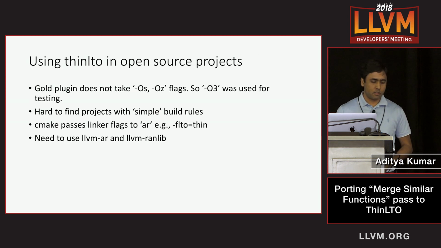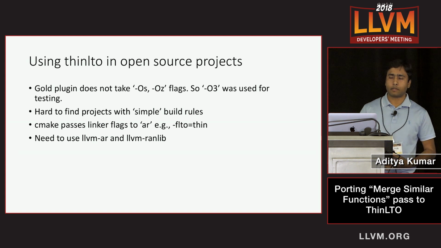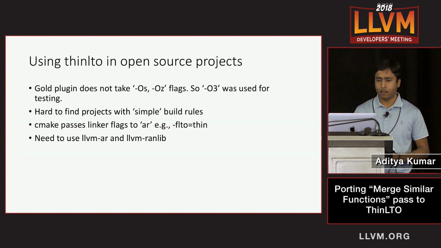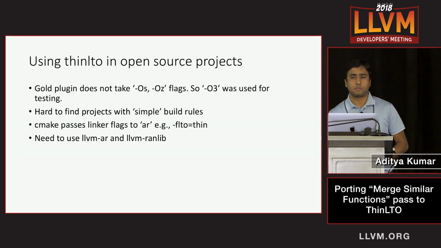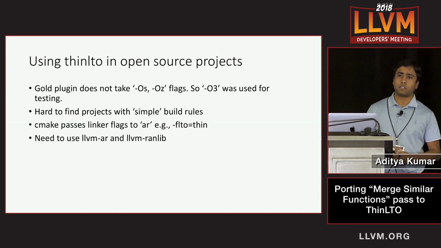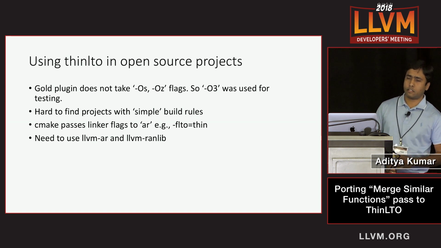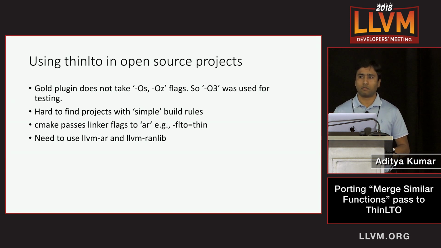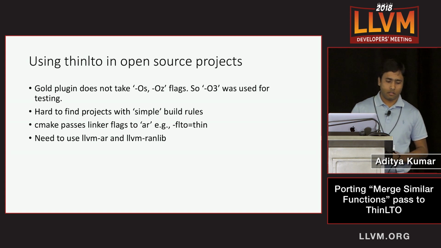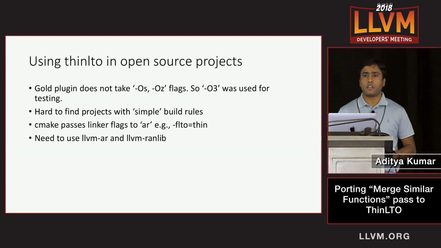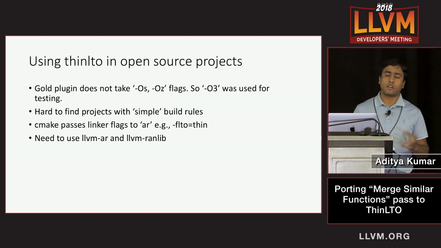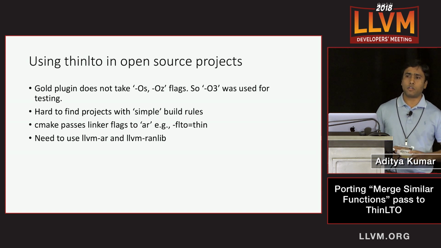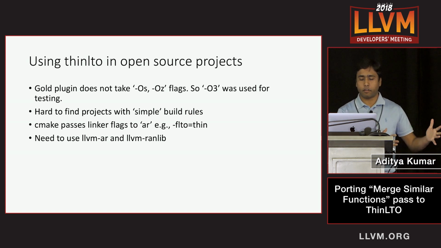To have some kind of experimental measure to report here, I was looking for some open source projects, and then I started compiling using ThinLTO and realized it's not so trivial. There are quirks of build systems, of plugins, and they can come into your way. The first thing is, on a Linux-based system, we need to use the Gold plugin. So we have to install a Gold plugin, LLVMgold.so, and you have to have binutils somewhere.